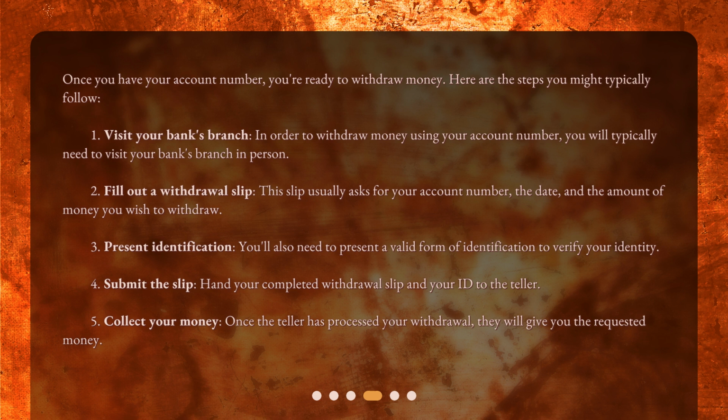2. Fill out a withdrawal slip. This slip usually asks for your account number, the date, and the amount of money you wish to withdraw. 3. Present identification. You'll also need to present a valid form of identification to verify your identity. 4. Submit the slip. Hand your completed withdrawal slip and your ID to the teller. 5. Collect your money. Once the teller has processed your withdrawal, they will give you the requested money.